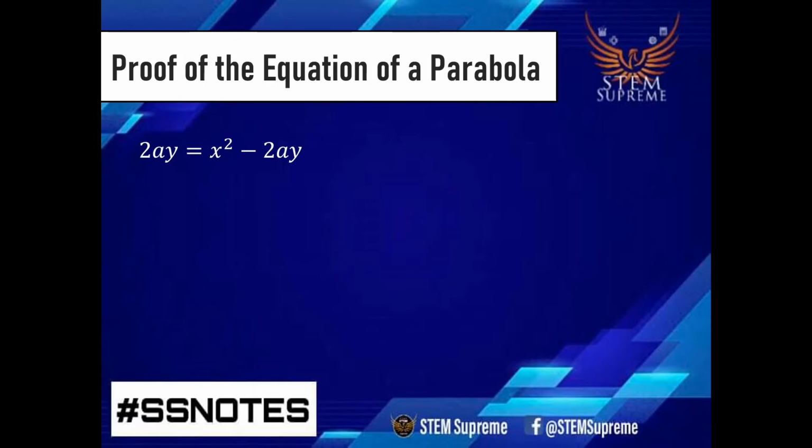Ang y squared at a squared on each side cancels. Ngayon, mag-add tayo ng 2ay sa bawat side. By reflexive property, we leave x squared sa left. Now we have proved the equation of the parabola that opens upward with vertex at the origin.